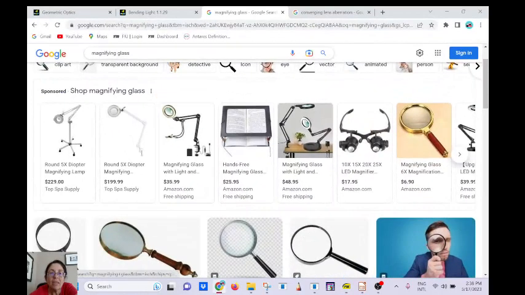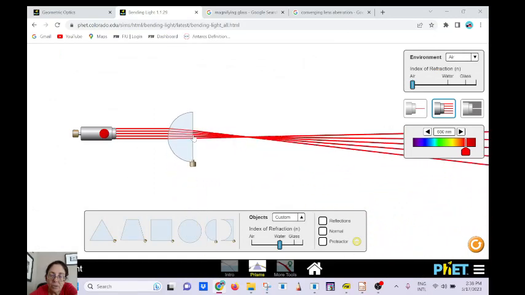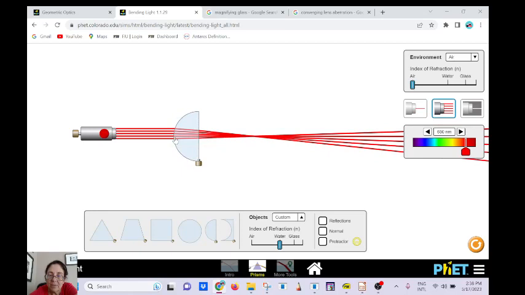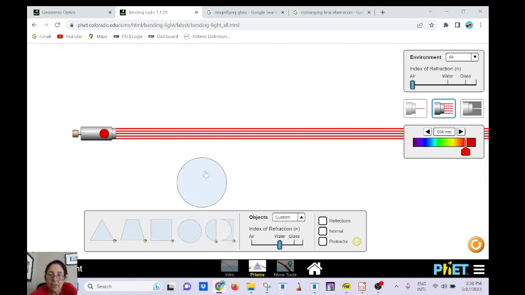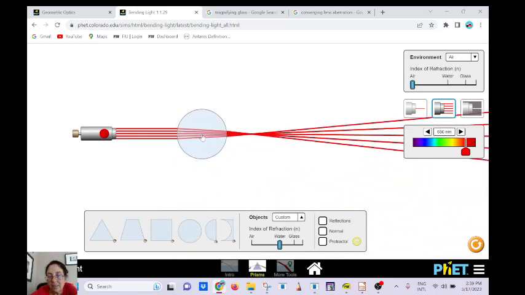If I go back to that simulation, you see that this is also a converging lens because it's thicker at the center, thinner at the edge. So rays that come parallel to each other tend to focus at one point. Now, if I take another shape, like a raindrop, or something spherical, you see, same thing. It's thicker at the center than at the edge, so the light will tend to focus at one point.